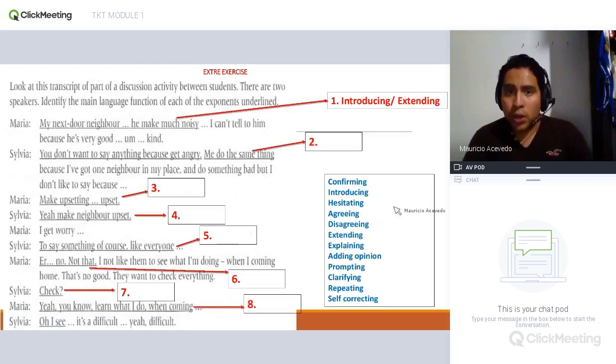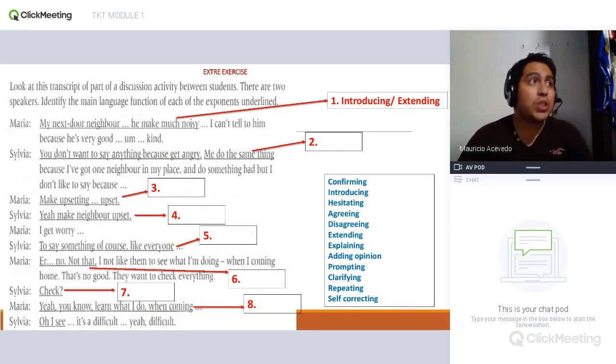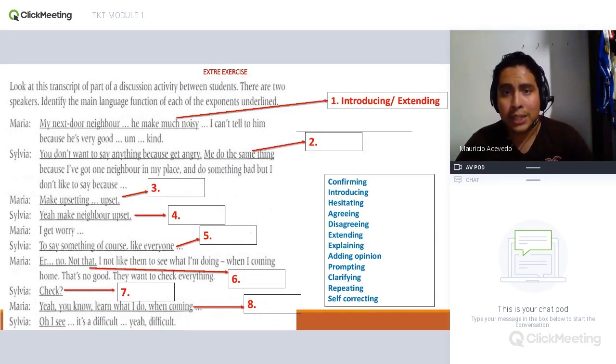Okay, so you had this for homework. You had to analyze the sentences that are here. This is a conversation extract, and what you had to do was put the correct function in the chart. Here we had an example: "My next door neighbor, he made much noisy." In this case, the function the students are using is introducing and extending.